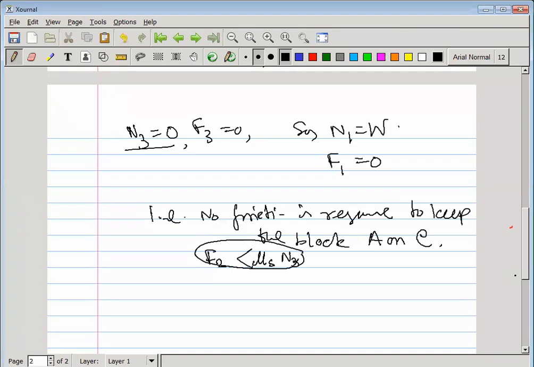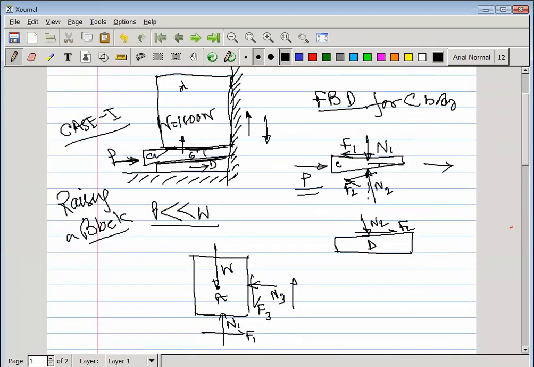Case 2. Okay. See, in the previous one, case 1, it is raising a block. We have to move this block in the upward direction. For that, we have to apply some force so that it moves to the right, so that it can move upward.